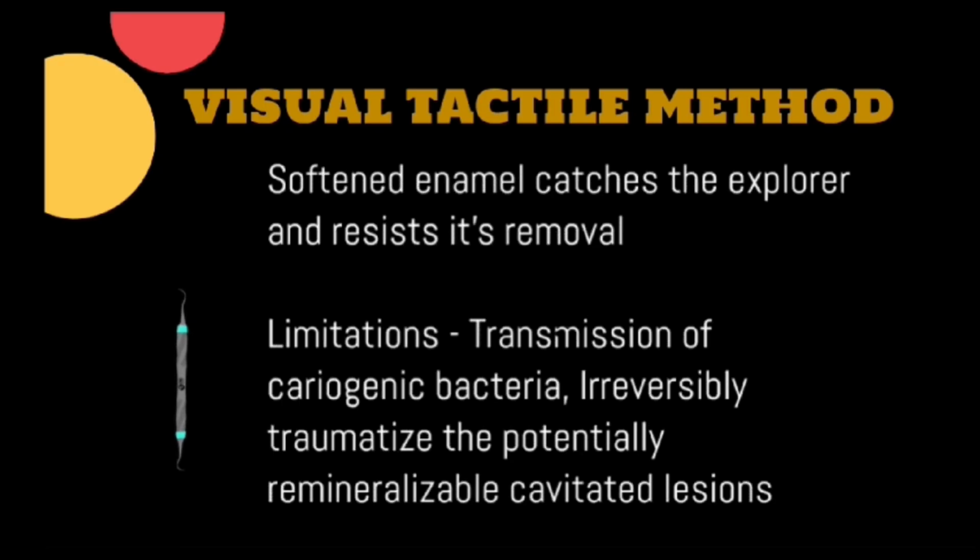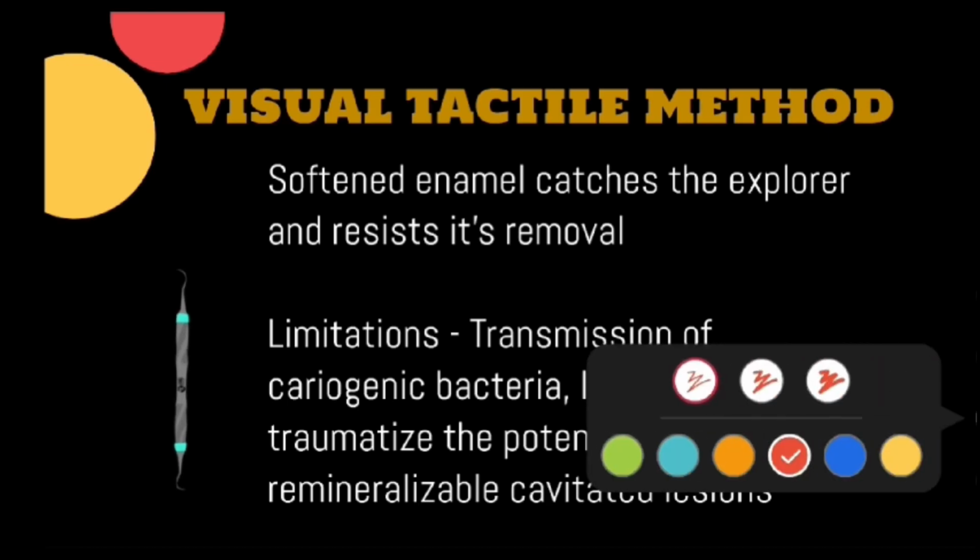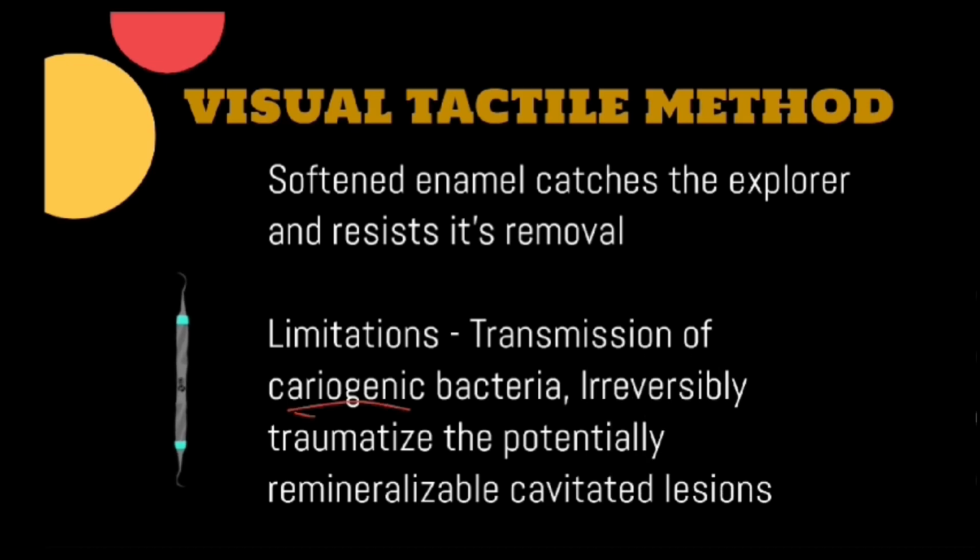Next is your visual tactile method. Here, when you're using an explorer, the softened enamel in your caries will catch the explorer and it'll resist the removal of the explorer. Now here too we face many limitations, that is, there might be a transmission of cariogenic bacteria from the affected to non-affected area, or you can irreversibly traumatize these lesions which could have normally remineralized.